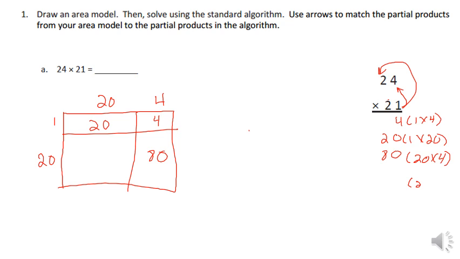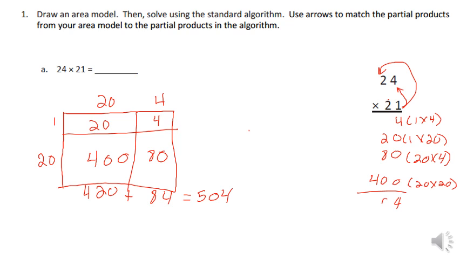Now the last one we have is 20 times 20. And we know we have 2 placeholders, and 2 times 2 is 4. Over here, same thing. 2 placeholders, 2 times 2 is 4. When we add them up, we end up with 84 here, 420 here. We have to add both products together, and we'll end up with 504. Over here, if we double check ourselves, we do 4, 8 and 2 is 10, carry 1, and we have 504.